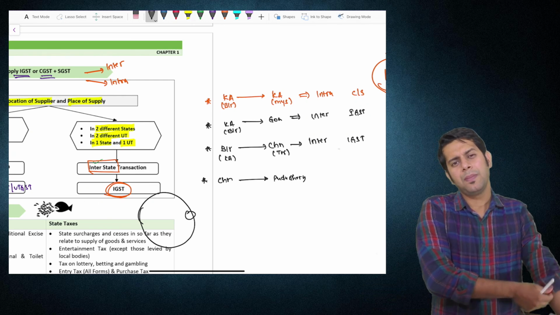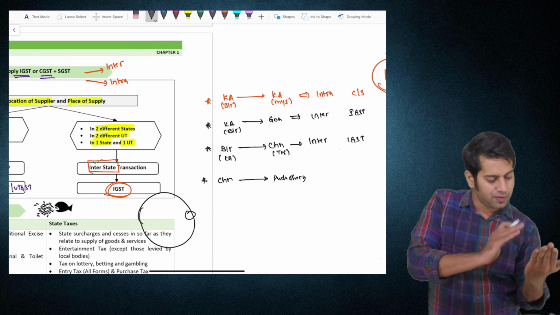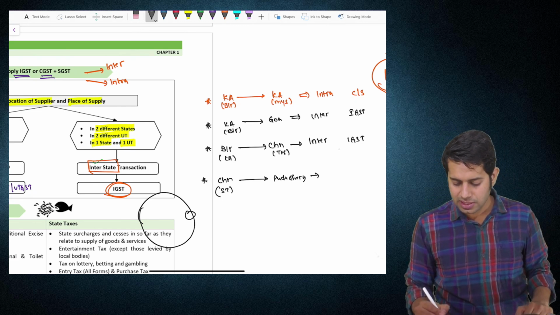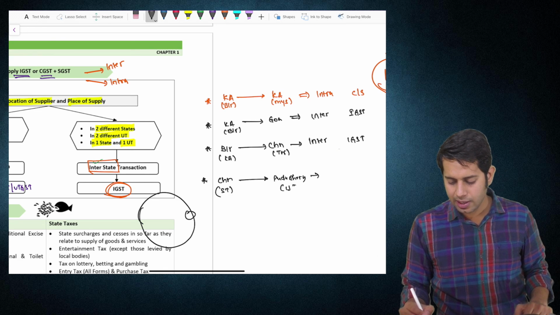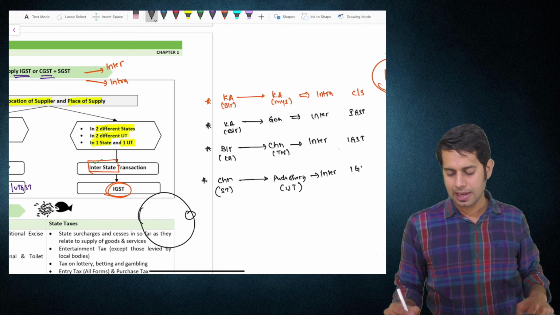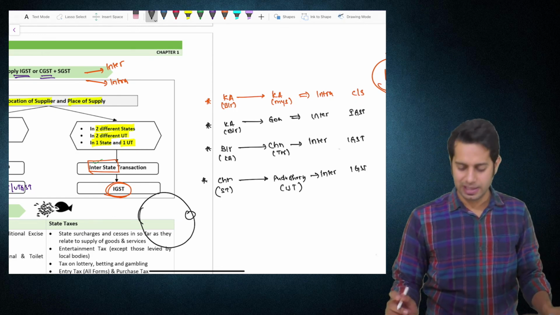Now, there is a supply made from Tamil Nadu to Puducherry, from a state to a union territory. A supply is made from one state, Tamil Nadu, to the union territory of Puducherry. It is interstate supply and it is IGST. It is called what? Interstate supply and IGST.